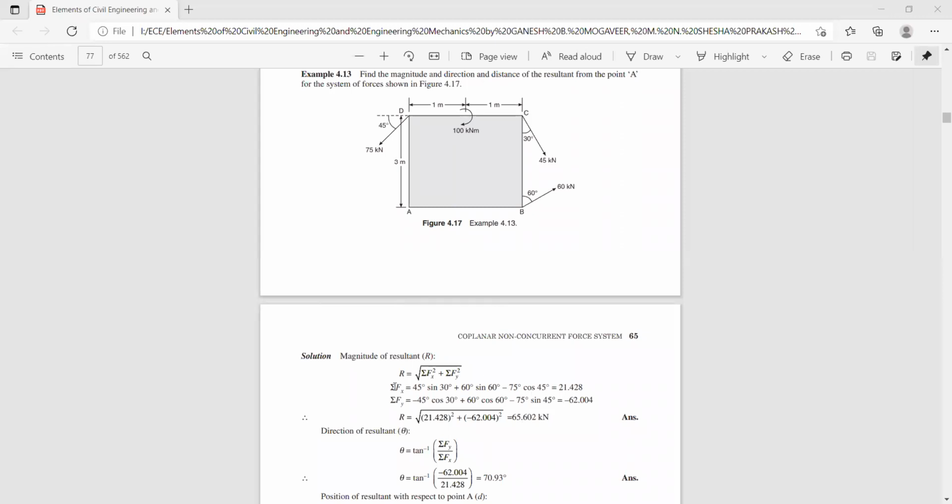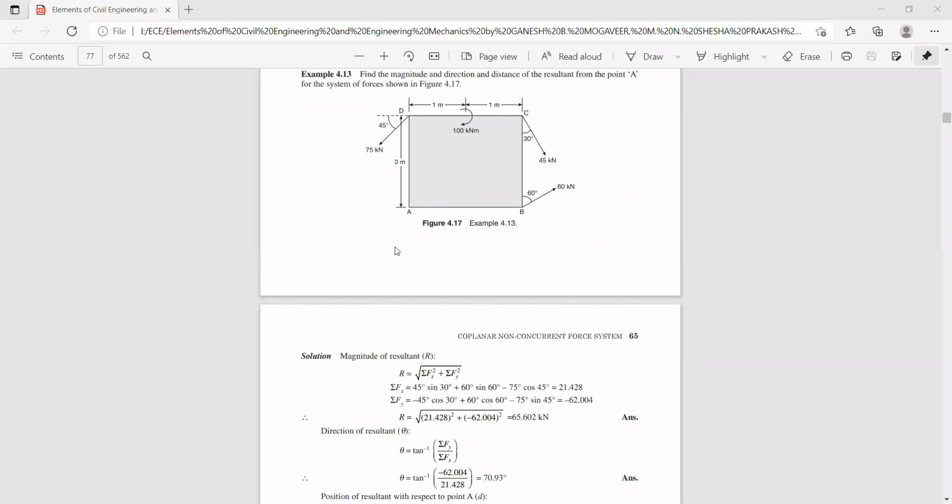So once you get the sigma F of x and F of y, you can comfortably calculate the magnitude of the resultant as 65.602 kilonewton. Then you can find the direction of the resultant. It works out to be 70.93 degree with respect to x-axis. Then you can find the position of the resultant. You have to consider the moment with respect to point A. Now let us find the moment of all the forces with respect to point A.